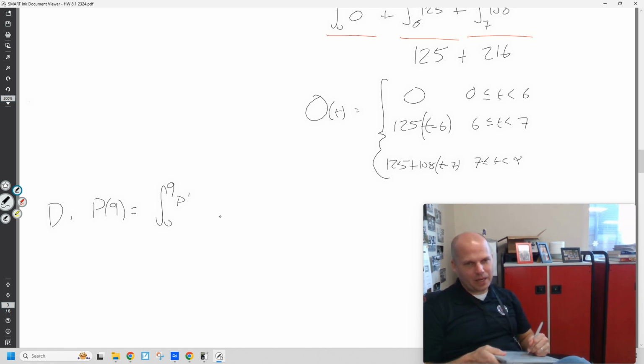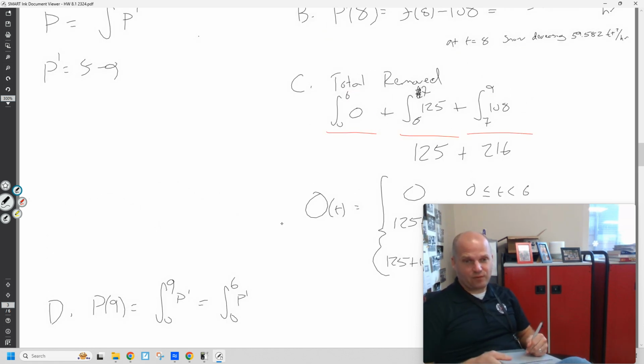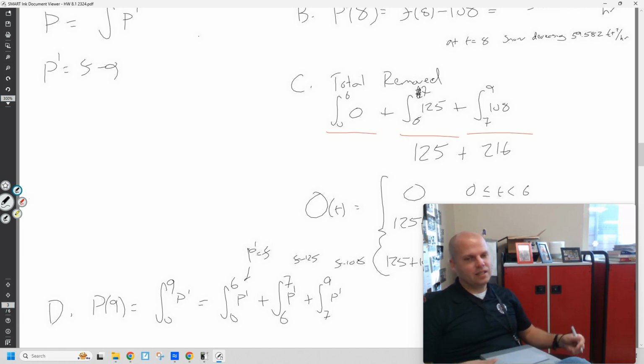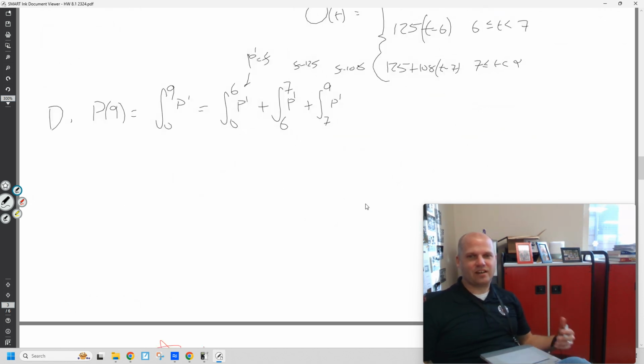You can accumulate P prime, since there's no initial amount, from 0 to 9. But you can't just do this so easily. You've got to go from 0 to 6, because P prime is just F. And then you've got to go from 6 to 7, where P prime is F minus 125. And then you've got to go from 7 to 9, where P prime is F minus 108. That's going to be tricky to plug into your calculator.